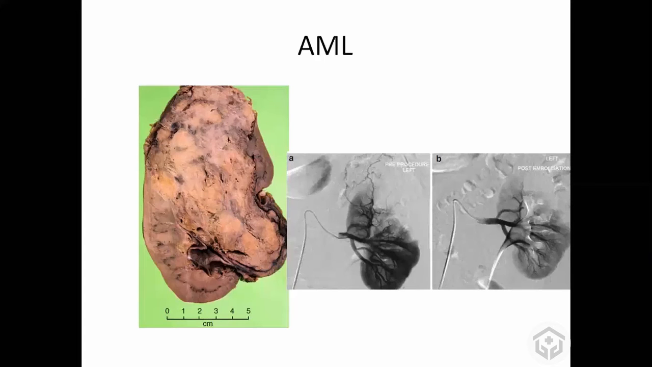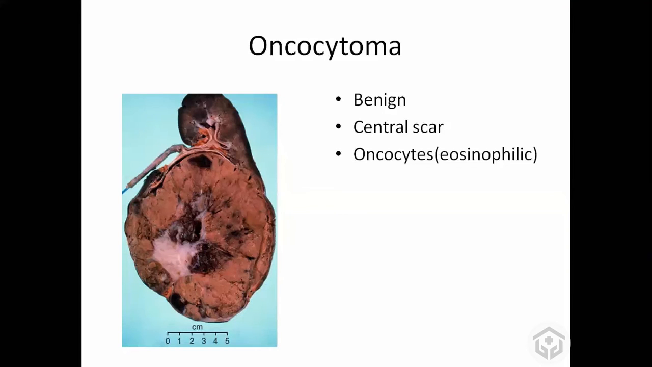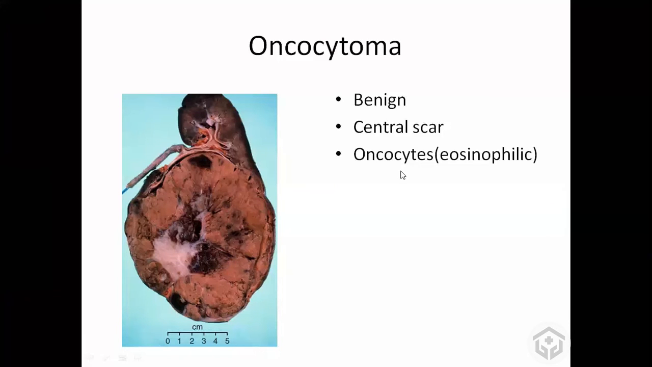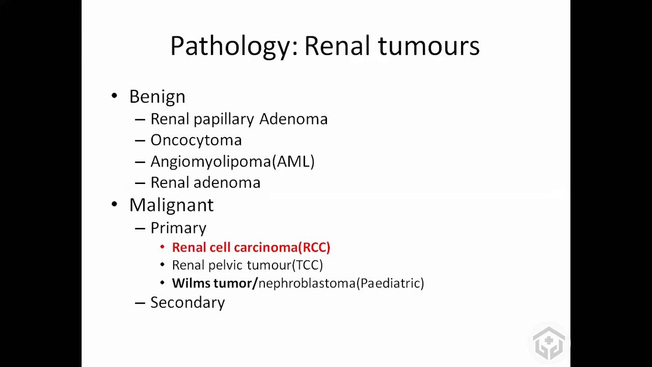It's a benign tumor. The other common benign tumor is oncocytoma. It looks like onco. You think it's malignant? No, it's not malignant. It's benign. Basically, if you see in the center, you will see a central scar, a big tumor, benign tumor. If you do histology, you will see eosinophilic, red color cells, eosinophilic cells, oncocytes. But sometimes on CT scan, it is difficult to differentiate whether it's benign or malignant. Only histology will tell. So common benign tumors: adenomas, oncocytomas, angiomyolipoma.